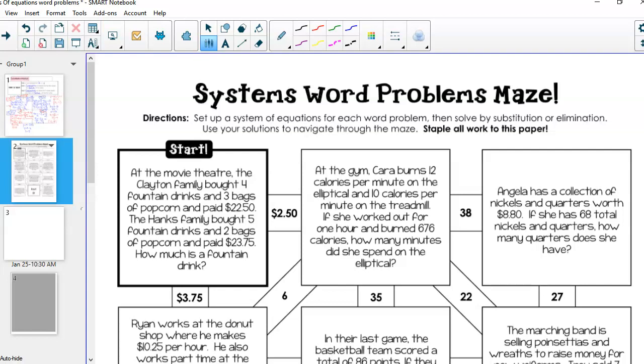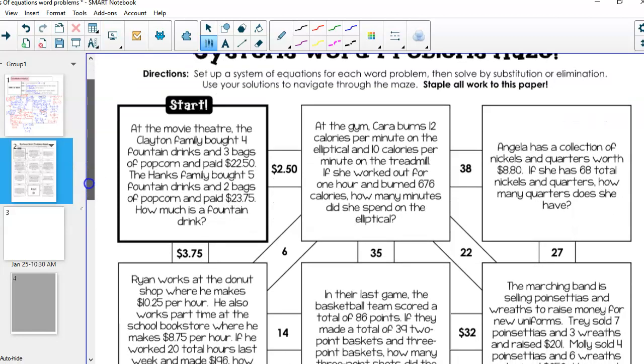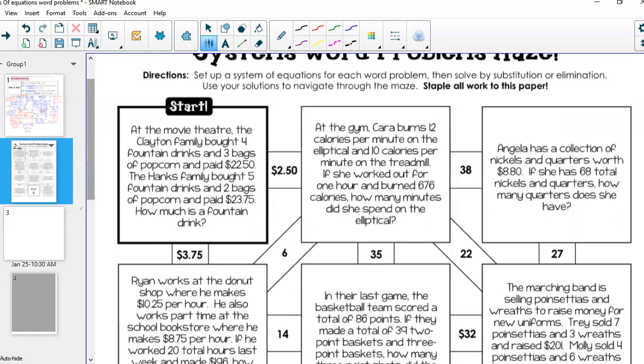I think you have a blank sheet of paper at the back, so that is extra space for you to do your work on. If you want more paper, you can come grab some. But we're going to work through these until we run out of time, basically. So for each of these problems, what is the very first thing we need to do with word problems when we read it?